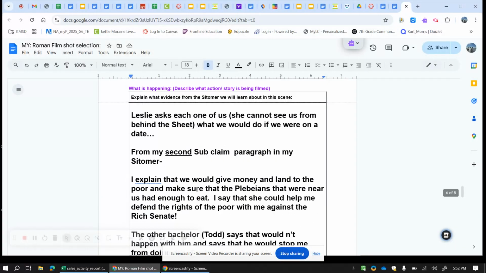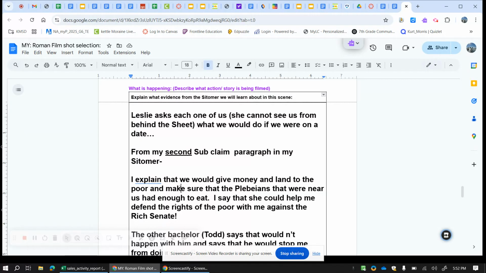So that when I look at this, I'm going to go, okay, so this is what I'm learning. Plebeians, okay, everybody has enough to eat because Caesar gave things back. That makes sense. Where are you? Okay, in the basement at your house. Who's involved? Okay. And then Todd gets mad. Okay, that makes sense. Great. That's what I'm looking for. And this is going to make you a better director, understanding your shot selection and scene selection and who's doing what.